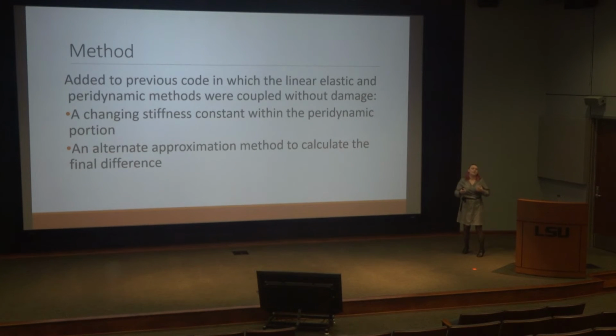So what we accomplished this summer is there was already code in which they were coupled using the matching displacements method, which just means they met up at the same spot. And we added a changing stiffness. Specifically, it got lower to a value that you would input, starting at 1, going down to the value that you inputted, and then back up to 1 before entering the linear elastic section.